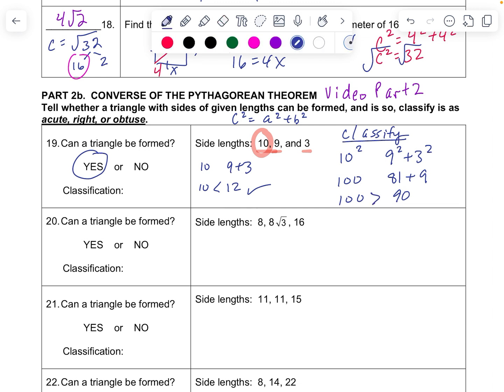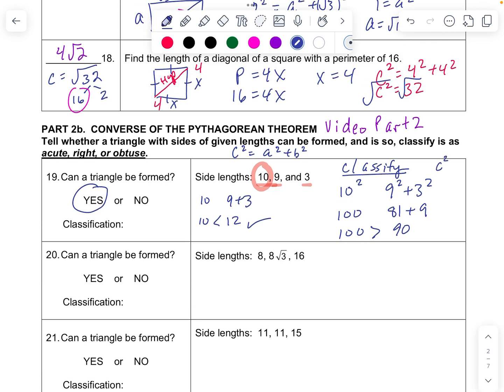So in this case, the square of the hypotenuse is bigger than the square of the two legs added together. So if we get that scenario where we have c squared is greater than a squared plus b squared, this makes an obtuse triangle.